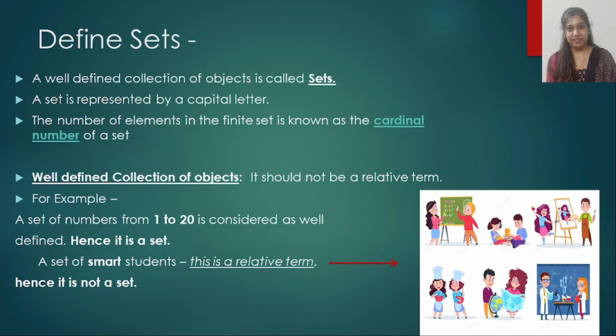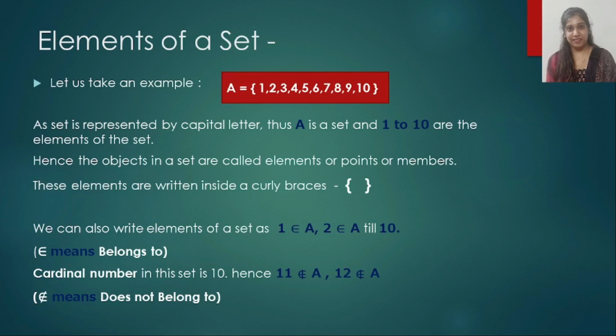So we cannot define them or we cannot measure them. So this is a relative term. It changes from individual to individual. Hence, a set of smart students is not a set. Okay? I hope you understood what is a well-defined collection of objects in a set and what is not a set. Let us move to elements of a set.